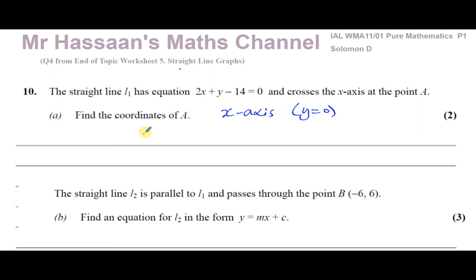So if you substitute 0 instead of y, 2x plus 0 minus 14 equals 0, so you end up with 2x equals 14, so x equals 7. So the coordinates of the point A are 7 and 0. Okay, simple as that. So that's part A done. Now going on to part B.